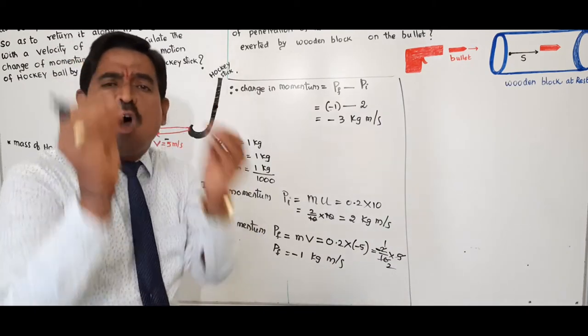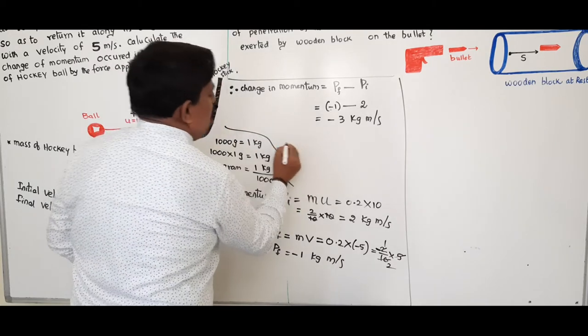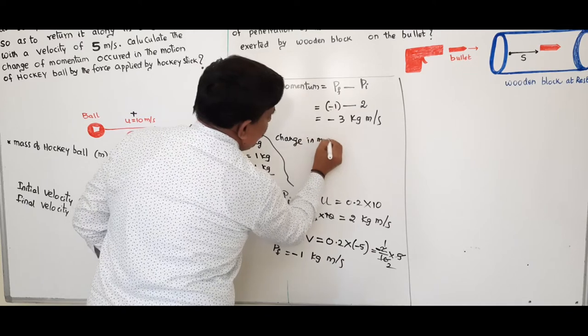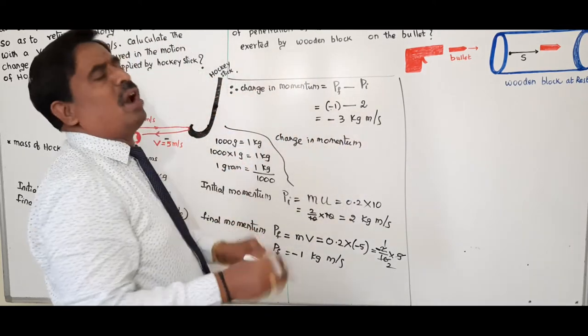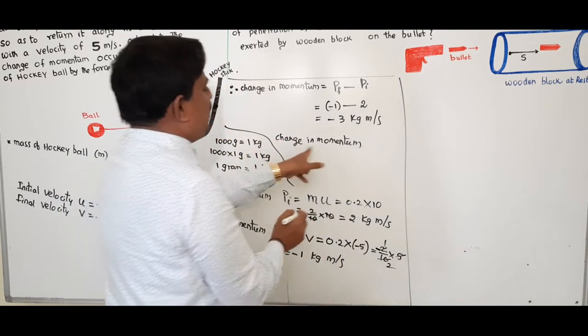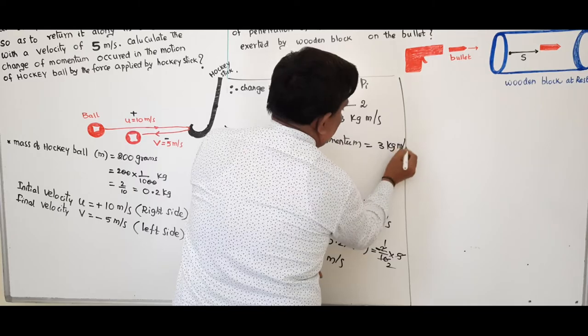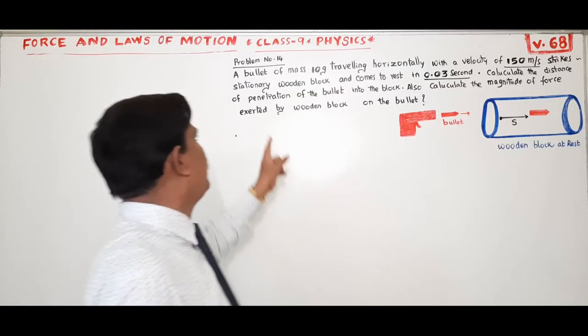Now, if you need only the magnitude of the change in momentum, the minus indicates the direction. So the magnitude of the change in momentum is equal to 3 kg meter per second. Problem number 14.